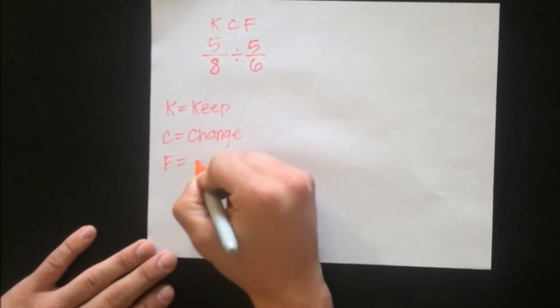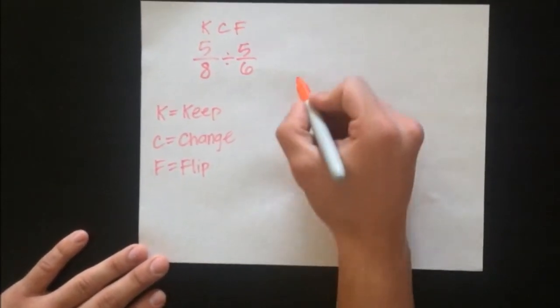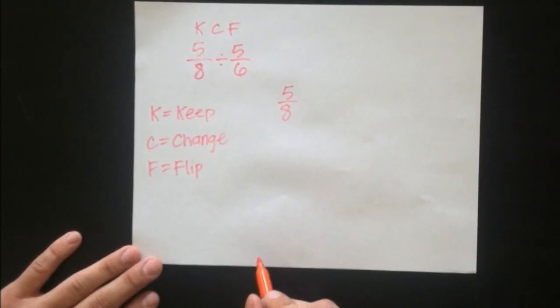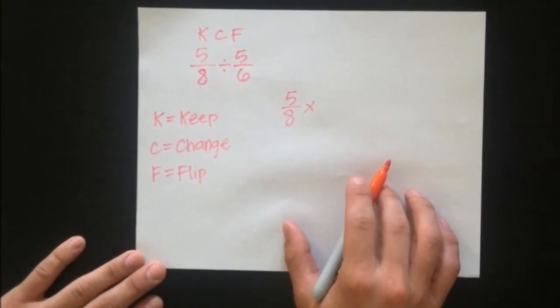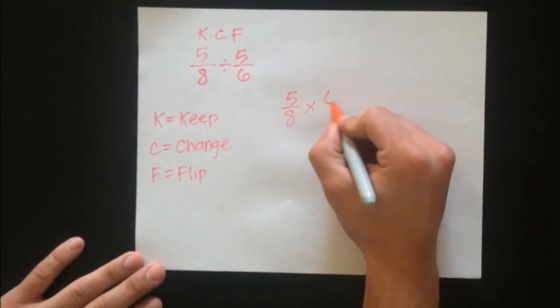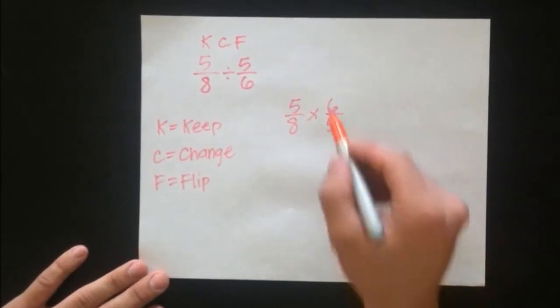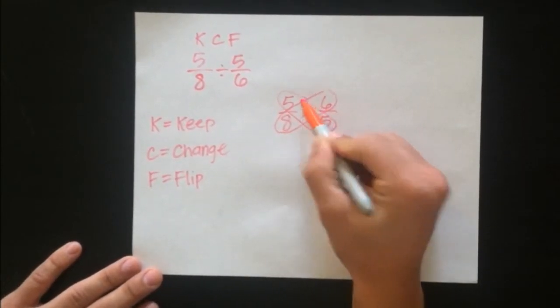and F equals flip. So if we keep our first fraction, we still have 5/8, but we have to change our division sign into a multiplication sign. And now we flip the second fraction, so now we have 6/5 instead of 5/6. Now we try to cross cancel these numbers to make our fraction smaller.